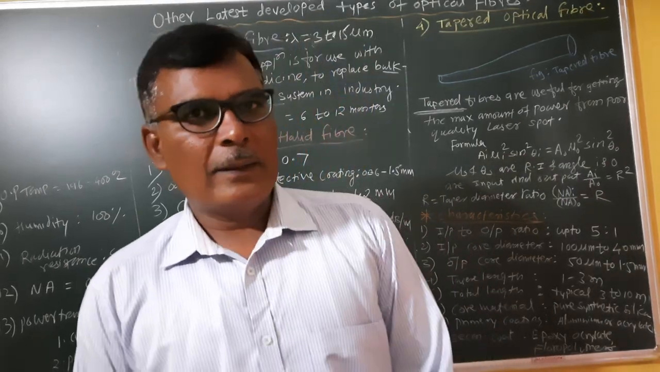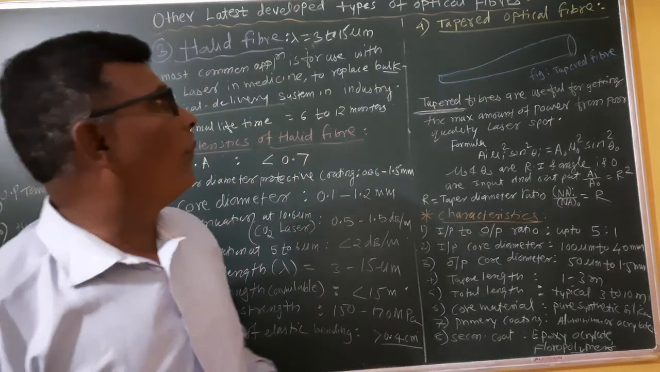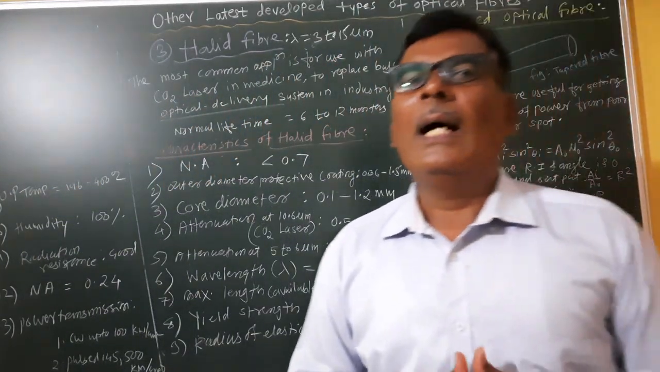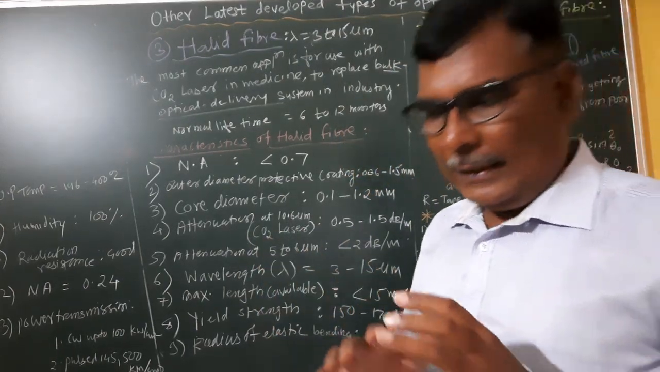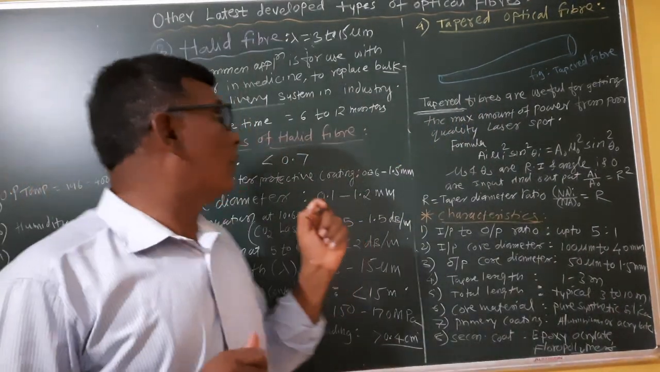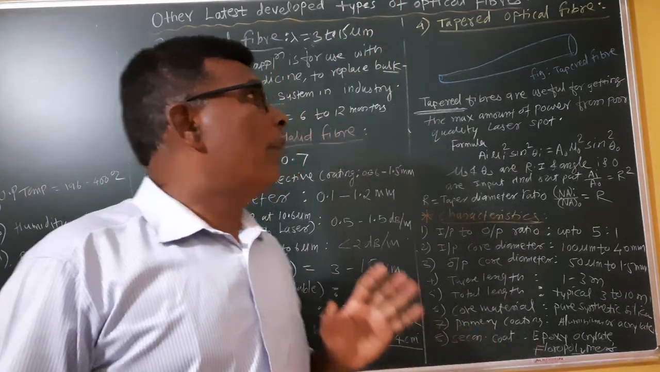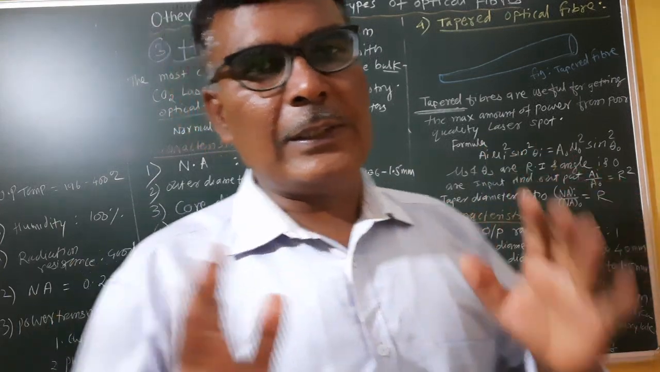Good morning, friends. In the last period, we have studied the latest developments of optical fiber. In that, number one is HPSUV and another is HPSIR. These two fibers we have studied. In today's lecture, we are going to discuss two important points: number one, halide fiber, and number two, tapered optical fiber. These are the two important fibers we are going to discuss in this lecture.